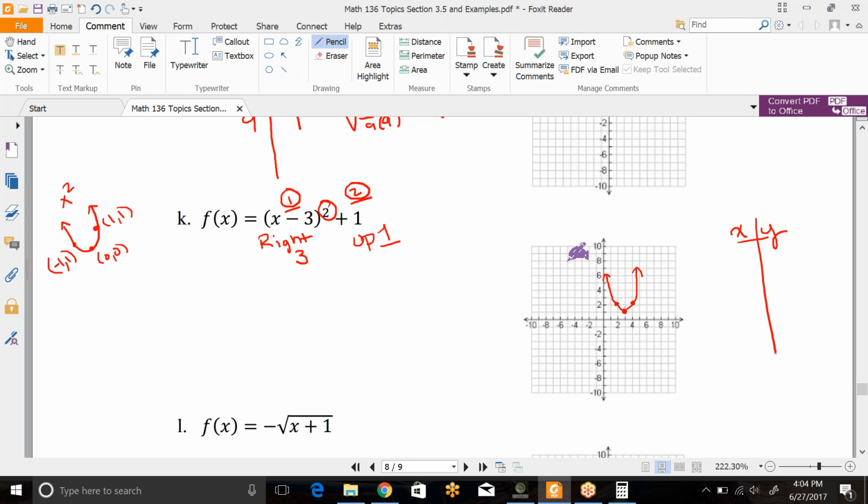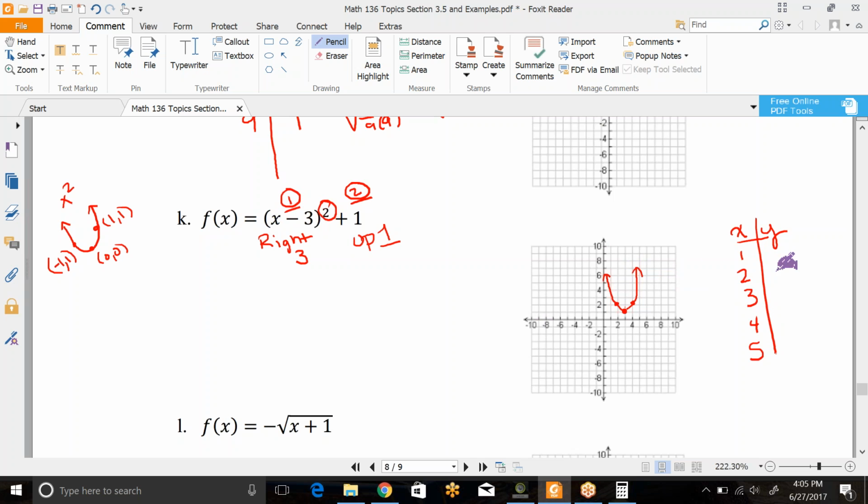If I wasn't comfortable with transformations, I could also do a table to confirm this, or I could have done it by the table anyways and then describe the transformation. The key thing with doing a table is you want to focus on what's in the parentheses here and make sure the center of your table makes that 0. So I'm going to start with a 3 in the center of my table because that would make x minus 3 equal 0. And then you pick 2 things smaller and 2 things larger.